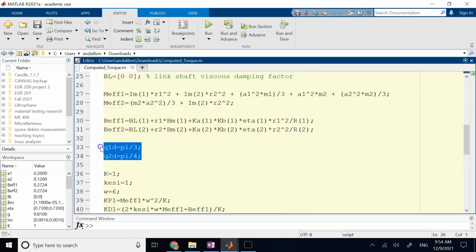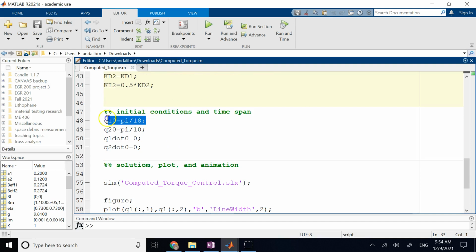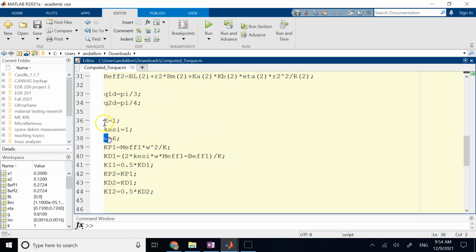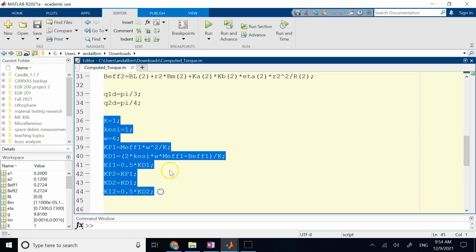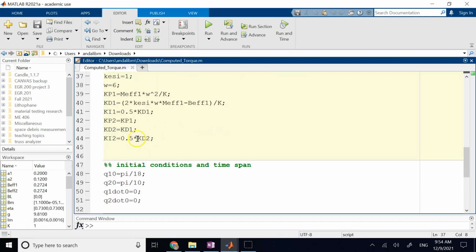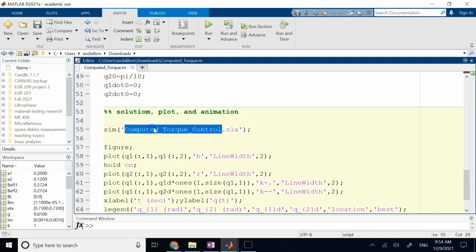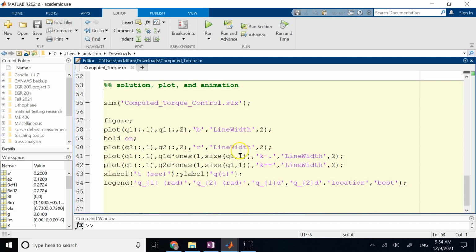My goal is to end up at 60 degrees and 45 degrees for link 1 and link 2, starting from what? 10 degrees and 18 degrees. I'm using the same numbers I used in my previous video. And again, I choose some omega. I determine my KP, KD, and KI. Here I am using some I term. I run my Simulink model, get the data from it, and plot it for you.